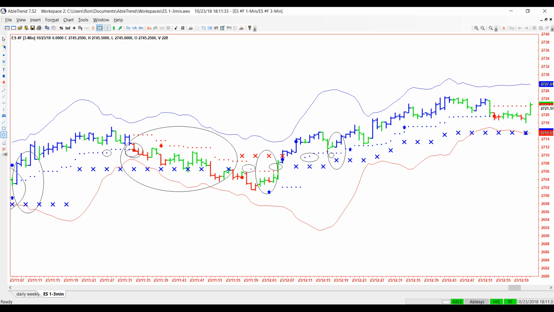A sweet spot is a pullback back down to the blue dots, and the bar goes from green to blue. The close of that blue bar, that's a really low risk trade because your stop loss is right there. So even if we lose, we got 3 points at risk. In the trading world, not a big risk. And that one went up very nicely until we got out over here.